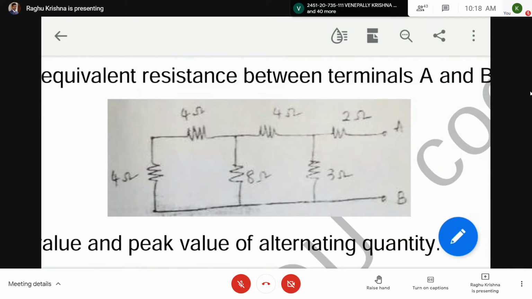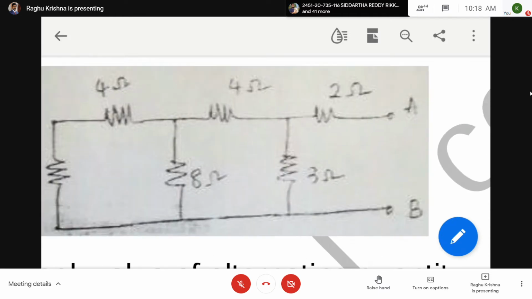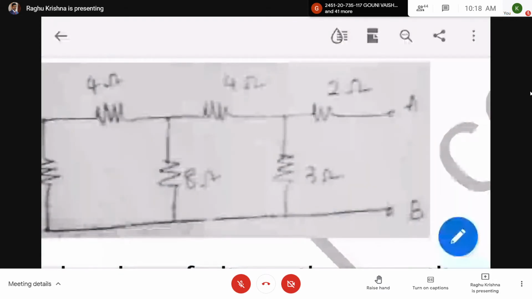4 and 4. So in the middle loop you can see 4. The left side 3 resistors combination is 4. 4 and 4 in series is 8. Then 8 and 3 will be in parallel, and that combination will be in series with the 2 ohms.